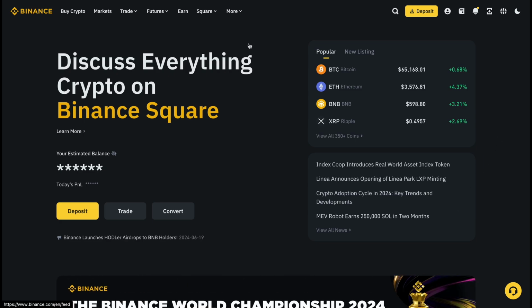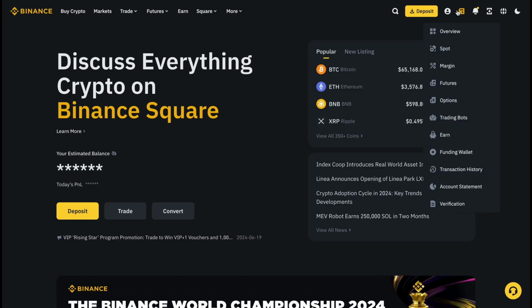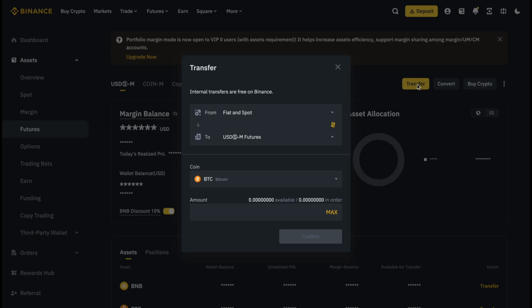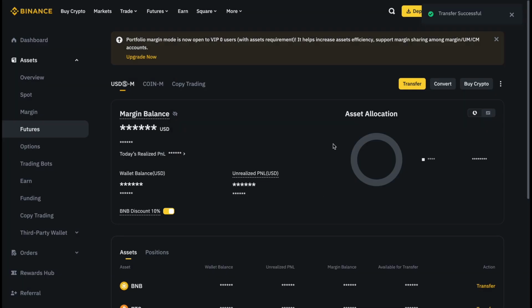So first off, let's allocate some crypto into our futures wallet. You just click on the wallet here, click on futures, click transfer. Here you're transferring from fiat and spot, but I have it in my funding account, and here you're sending it to futures USDM. Here you pick which coin you want to transfer, and here you put in the amount. I just clicked on max, and there you go.